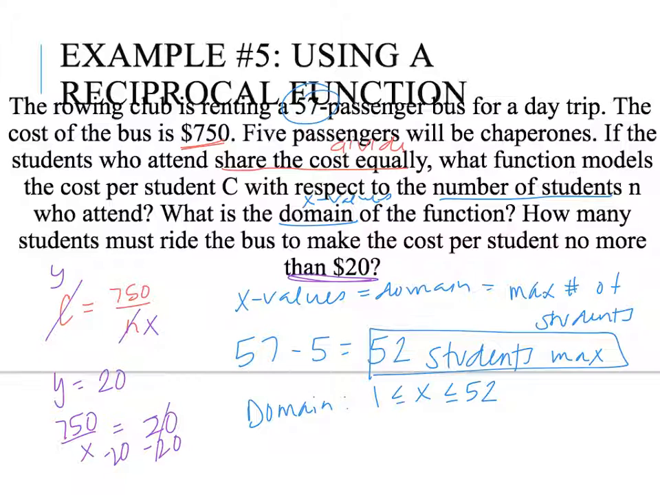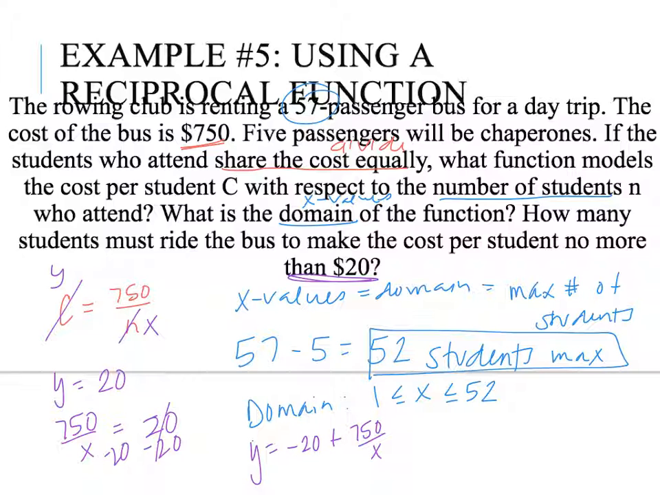So how do I want to write this? I'm going to put y in the front, because really it's 0, but I'm making it y. Y equals, I'm going to go ahead and put that negative 20 in the front. Negative 20 plus 750 over x. Okay, so here's the deal.